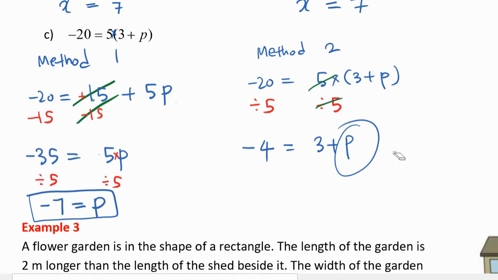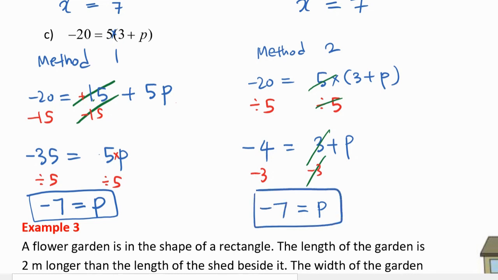So we're going to isolate p by subtracting 3 from both sides. Then this will be gone. P equals negative 4 minus 3, which is negative 7. Again, either way, you get the same answer. P equals negative 7.